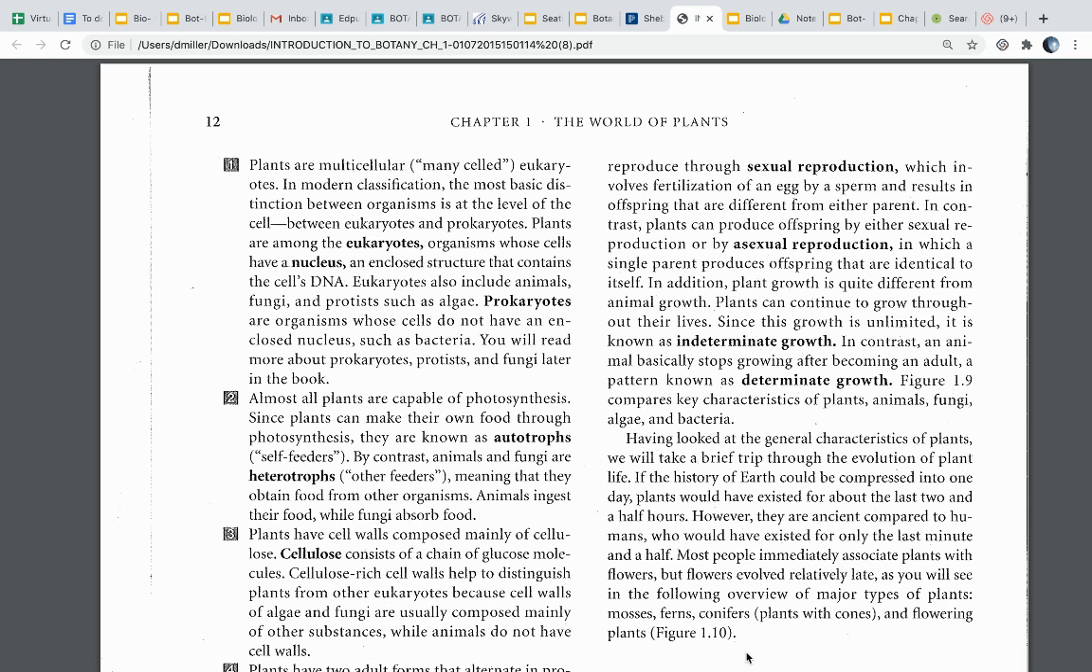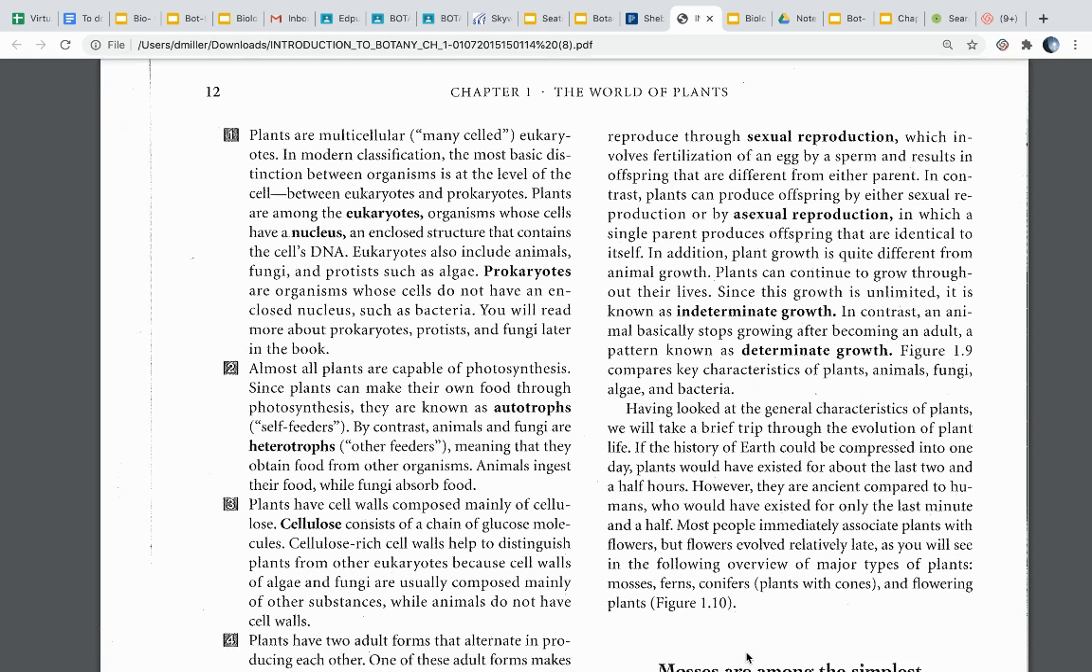In modern classification, the most basic distinction between organisms is at the level of the cell, between eukaryotes and prokaryotes. Plants are among the eukaryotes, organisms whose cells have a nucleus, an enclosed structure that contains the cell's DNA. Eukaryotes also include animals, fungi, and protists, such as algae. Prokaryotes are organisms whose cells do not have an enclosed nucleus, such as bacteria. You will read more about prokaryotes, protists, and fungi later in the book.